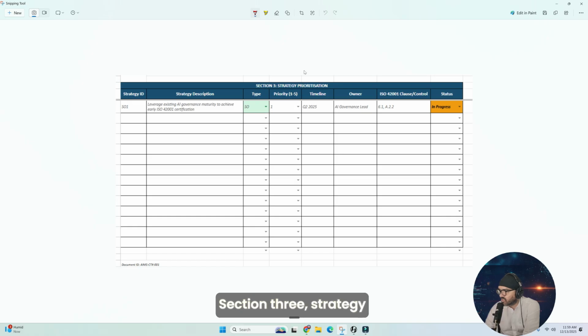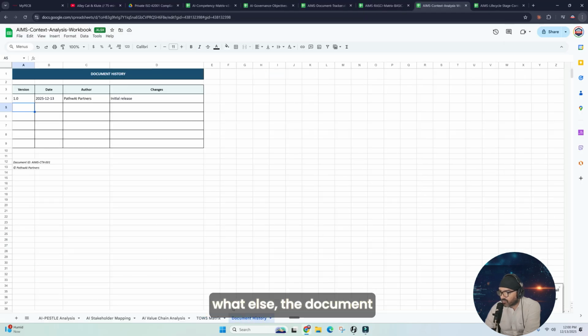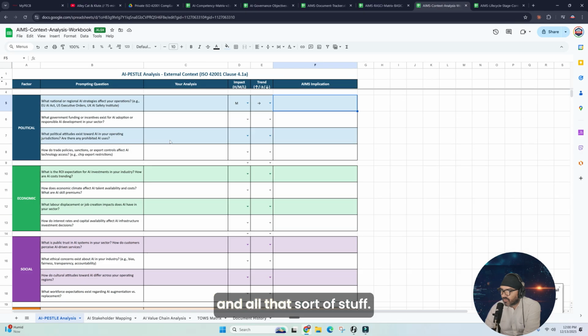So section 3, strategy prioritization. Based on the outcomes of your SWOT analysis, this is where you can then populate this part of the document. And then we've got, what else? The document history, which is where you can just keep your version control and all that sort of stuff.